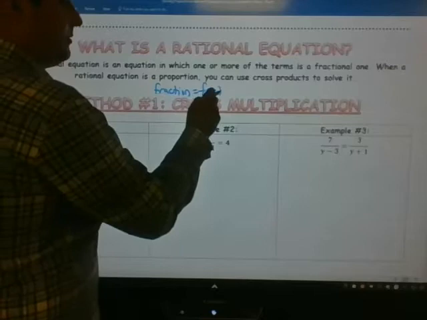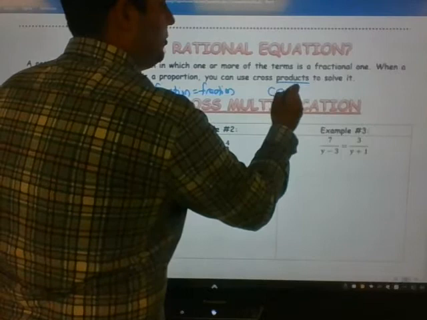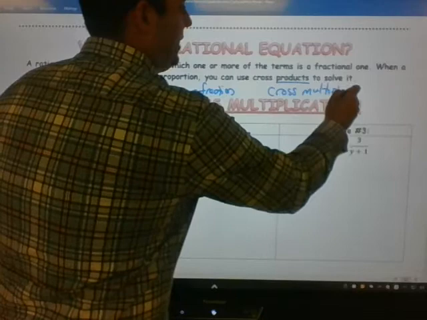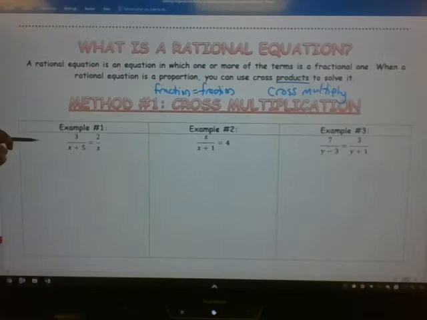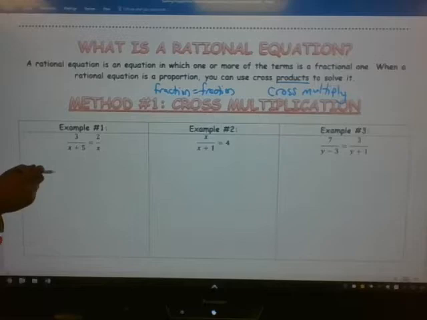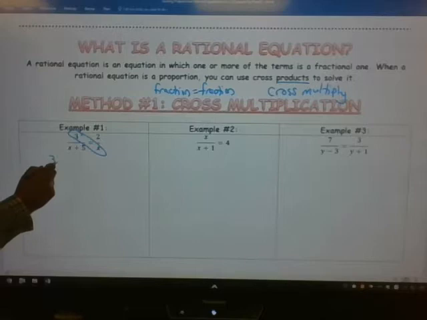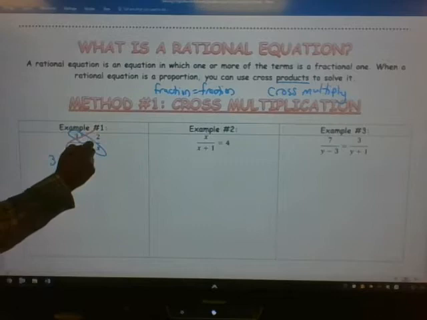Now product is another fancy word for multiplication, so we're also going to say cross multiply. So if you're doing a rational equation, you're going to cross multiply the terms. So in example one, we have 3 over x plus 5 equals 2 over x. In order to solve this, we're going to cross multiply. So we're going to take our terms here, 3 times x, and then we're going to cross multiply these, 2x plus 5.